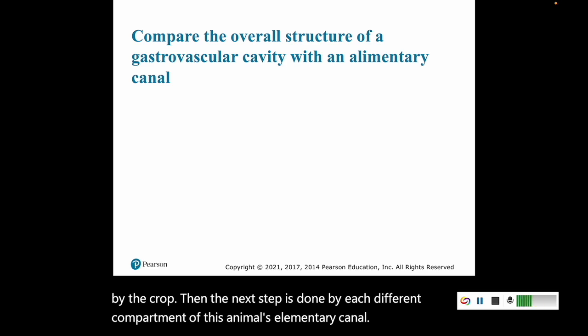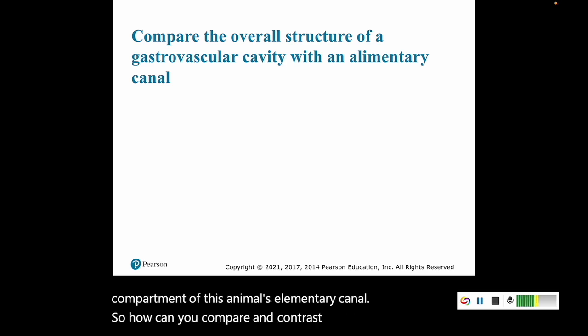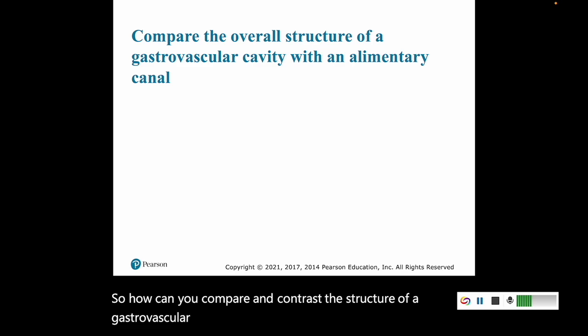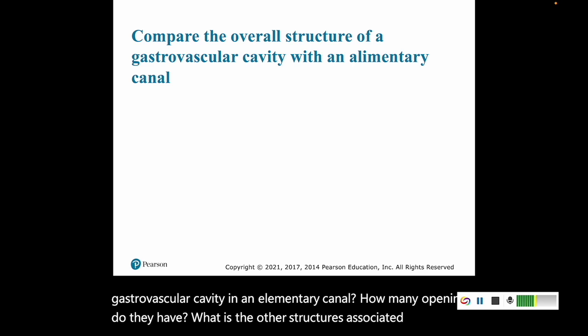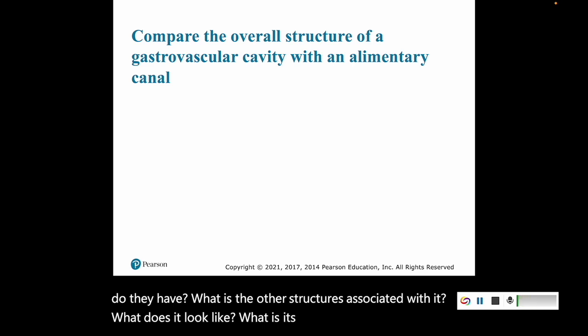So how can you compare and contrast the structure of a gastrovascular cavity and an alimentary canal? How many openings do they have? What are the other structures associated with it? What does it look like? What is its function?